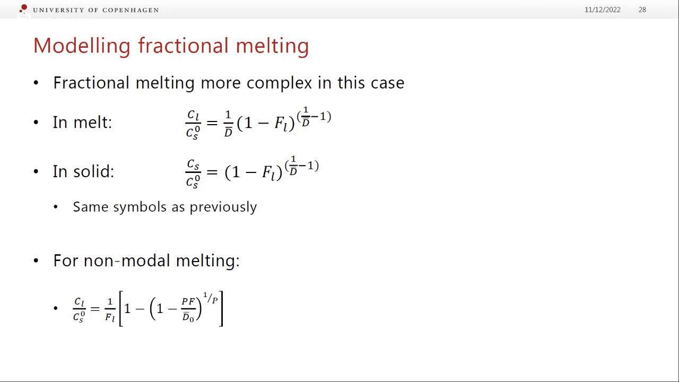Yep. So the non-modal from the other slide that was just there, that's still in equilibrium? That was equilibrium, but non-modal, yeah. In the solid, it's just a tiny bit different. Again, we've multiplied everything by D, so this 1 over D disappears. All the same symbols as the previous slide, two slides ago. For non-modal melting, again, you don't need to remember this, but essentially we're doing the same thing here. We're using this P again to weight the different minerals by the amount that they're contributing to the melt, not by the amount that they're in the original rock.